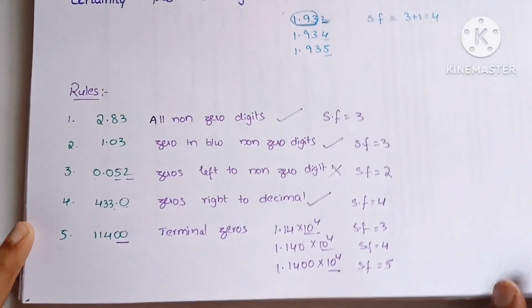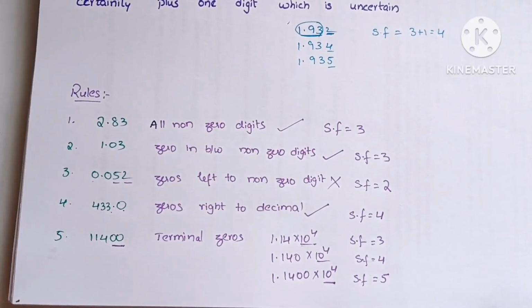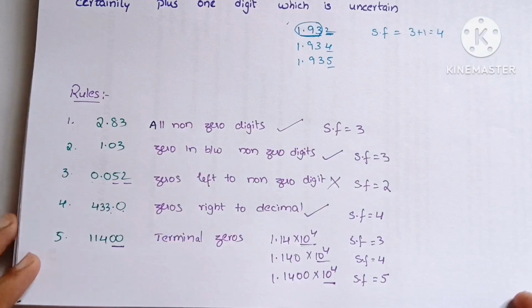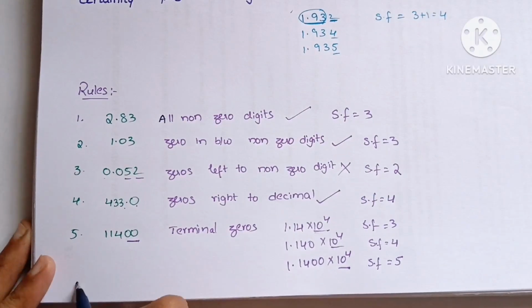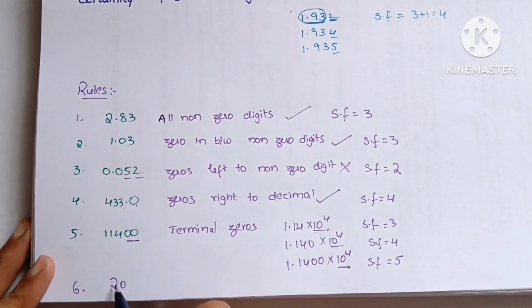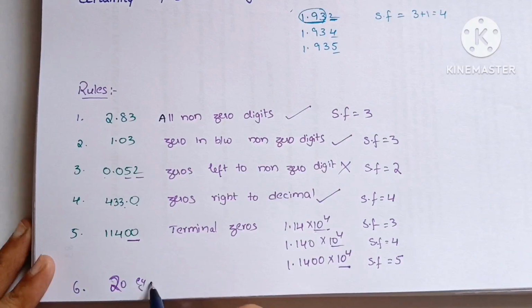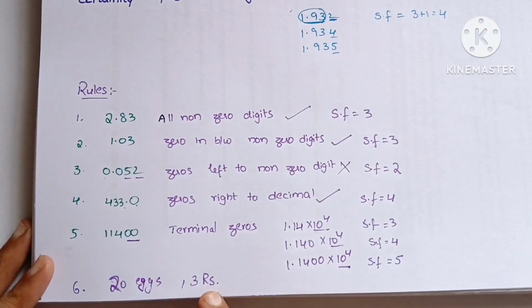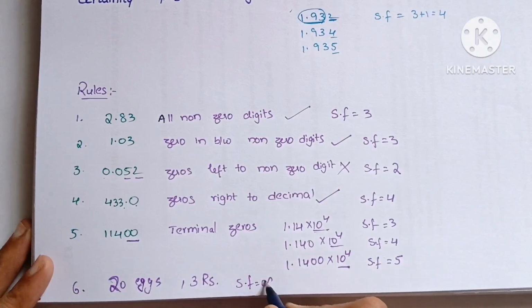And the next rule is that exact numbers or countable objects have infinite significant figures. That means 20 eggs, 3 rupees, these are countable. Here in these exact numbers there is no uncertainty. So significant figures are infinite.